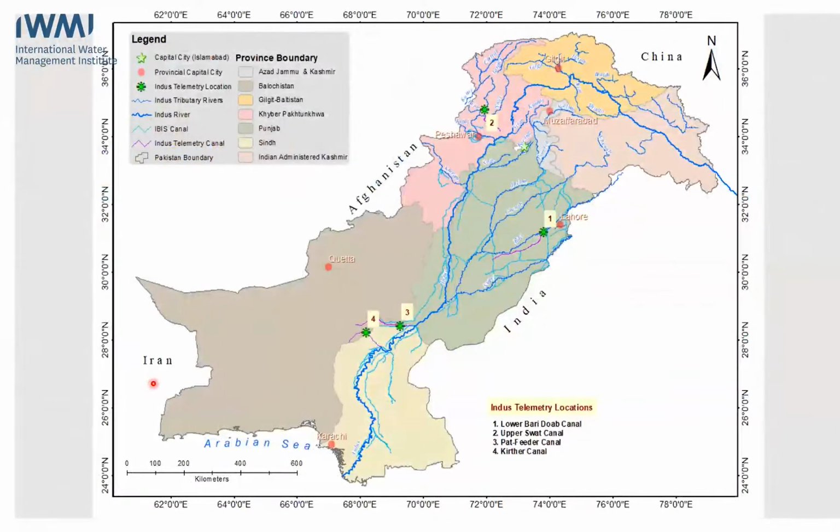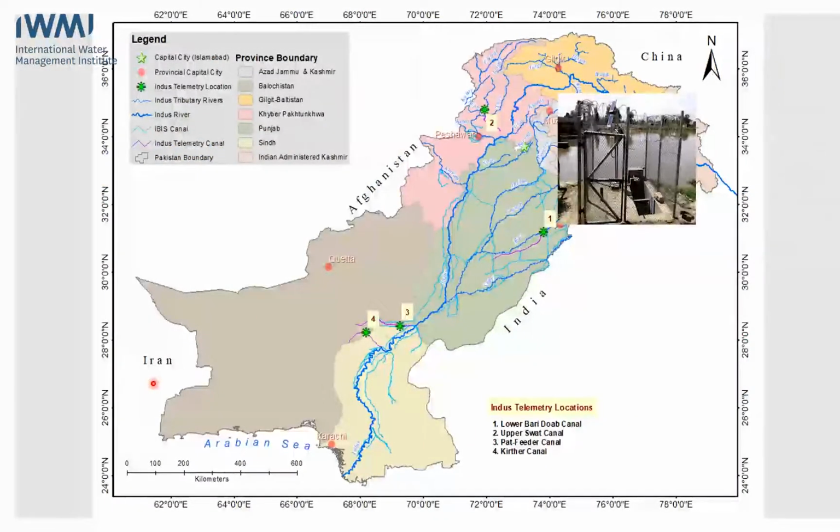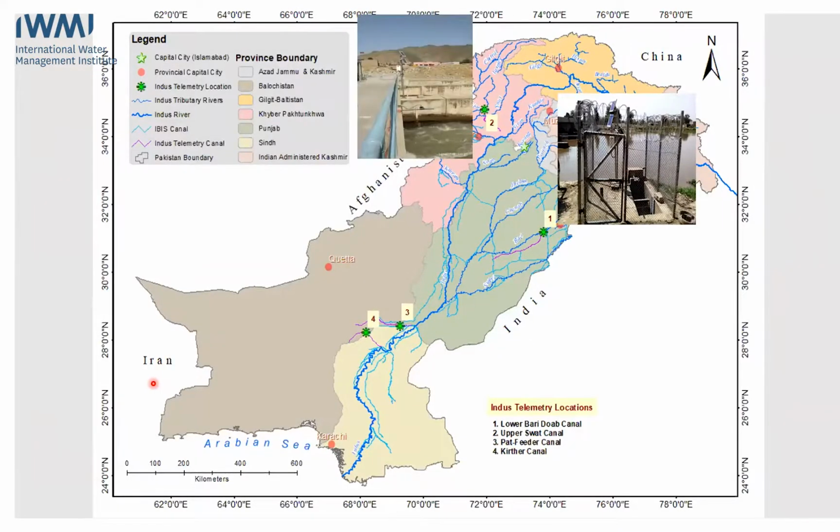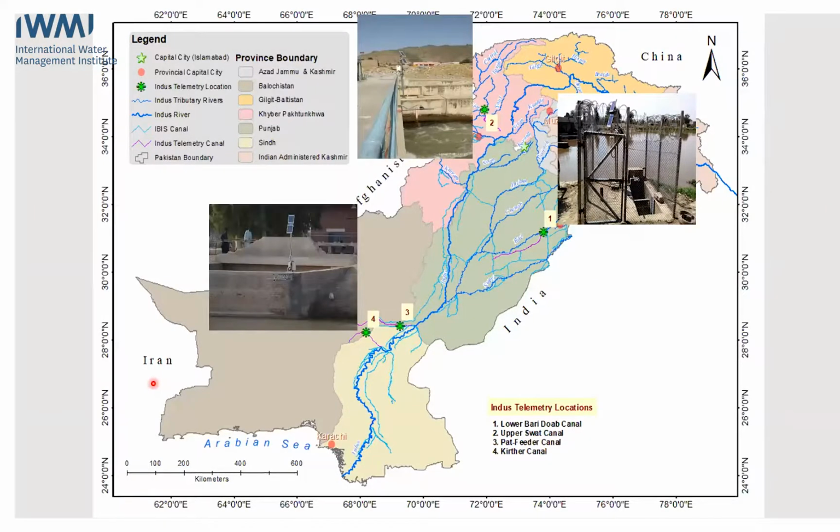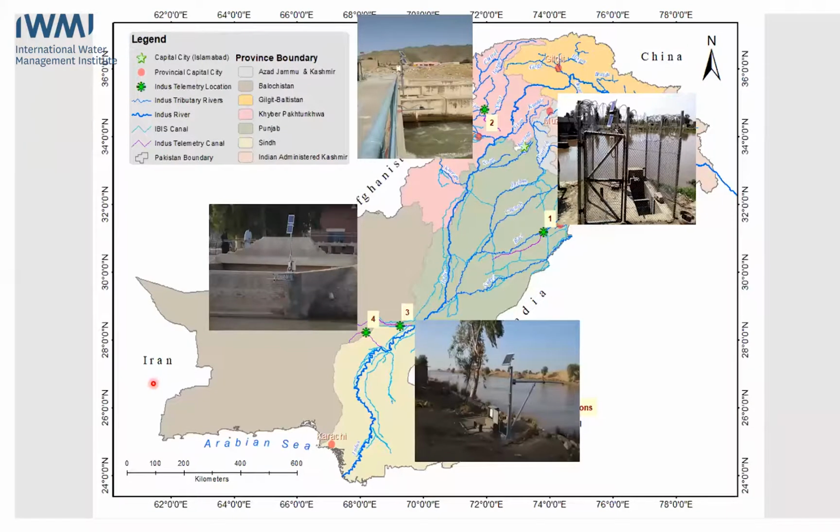On this map of Pakistan, you can see that this is our first installation in Punjab. This is KP, Upper Swat Canal. It's Balochistan, Kirthar Canal, and this is the most recent one, the upgradation of our installation in Sindh, where we have also added a velocity sensor in addition to the depth sensor.